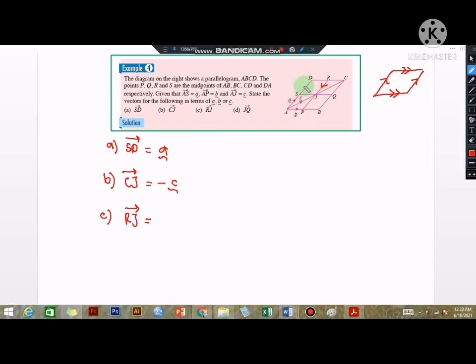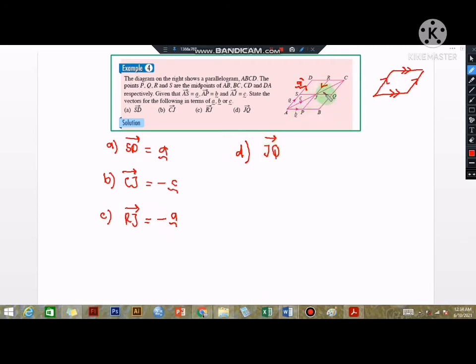So we already know the vector SD is A, isn't it? Vector SD is A. Now SD and RJ are in opposite directions, isn't it? RJ is the opposite direction of SD, so RJ is negative vector A. Now let's look at D. D is vector JQ. So where is JQ? J and Q.